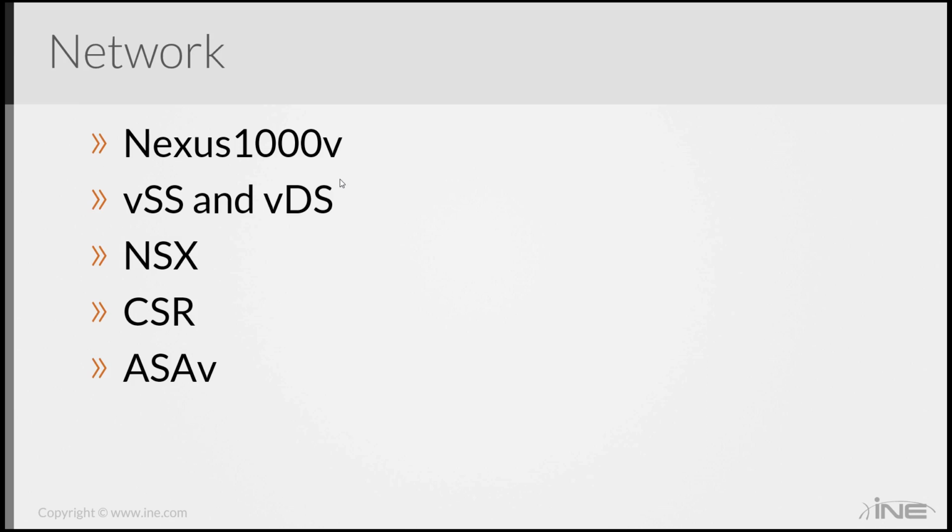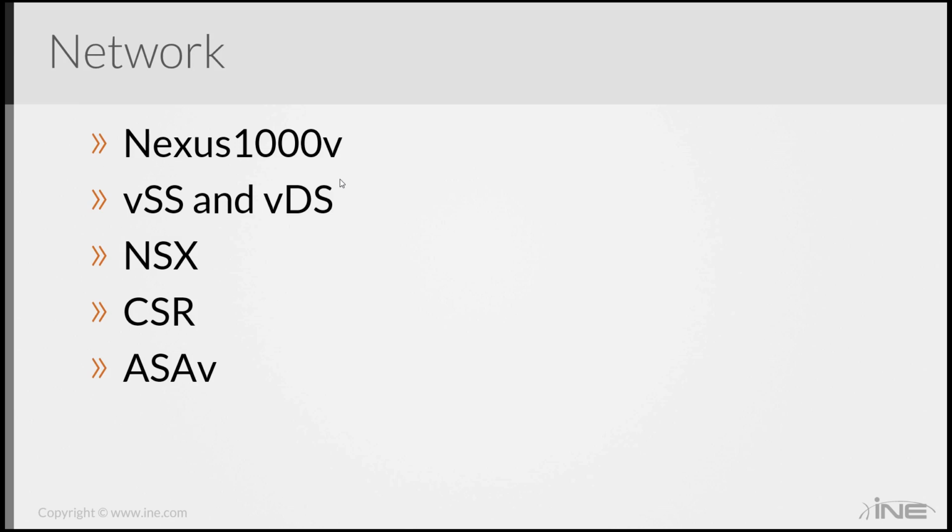VSS and VDS: vSphere standard switches are installed by default when you install an ESXi host. The vSphere distributed switch is a vCenter-only capability, and we'll talk about that more later on when we get into our vCenter deployment. And then NSX is utilized to configure virtual networking on top of your ESXi environment. So it's actually pretty cool once you dig into it, but that is some of the capabilities that you have available to you.